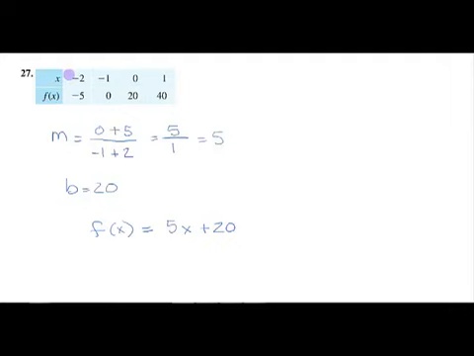Now when we test this with the points that are in the table, we get into a little bit of trouble here. Let's try putting in a -2. 5 times -2 is -10, plus 20 is 10. So we're already in trouble. It doesn't fit one of the data points. It could be fine to fit all the other data points, but if it doesn't fit one of the data points, then it means it's not linear. So we know that this is not a linear function. We cannot put it in the form f of x equals mx plus b.